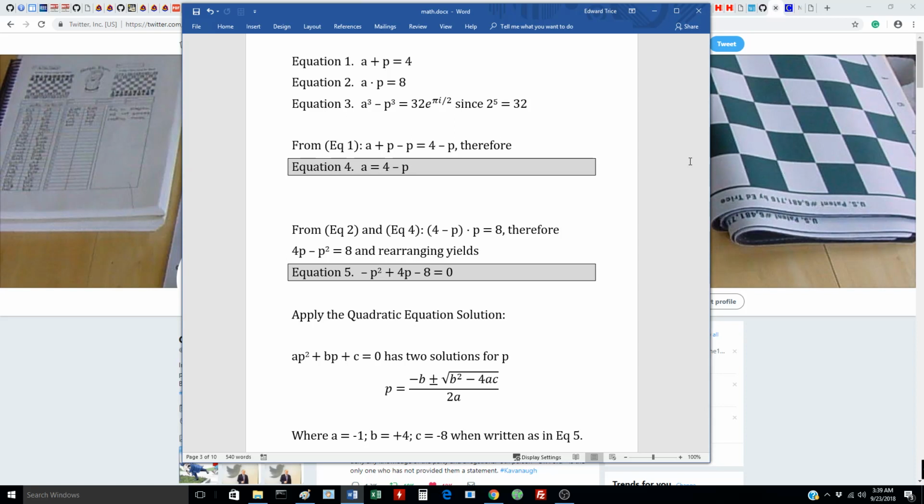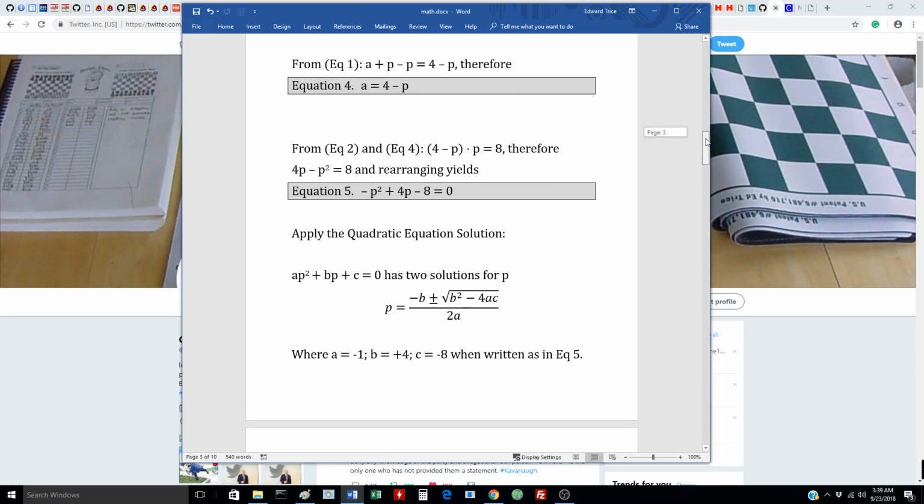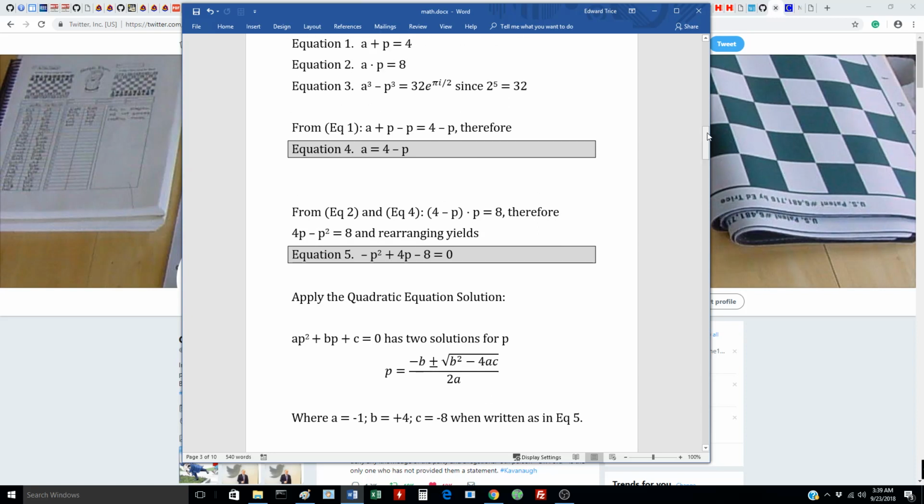And when you rearrange the terms to make it look like the form of the quadratic equation, I'm calling this equation 5 now, minus p squared plus 4p minus 8 equals 0. Now we have the quadratic equation in terms of x. If you just substitute the letter p for the letter x, we can derive what it would be for the pear. p equals minus b plus or minus the square root of b squared minus 4ac, that entire expression divided by 2a. And because we had already rewritten equation 5 in the right form, we can derive the coefficients. a is minus 1, b is plus 4, c equals minus 8.